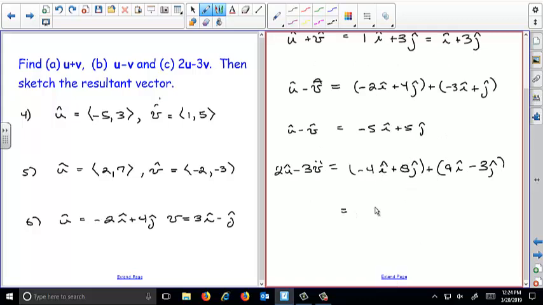So negative 4I plus 9 give me 5I, and 8J minus 3J is 5J. Okay, so that's 2U minus 3V.